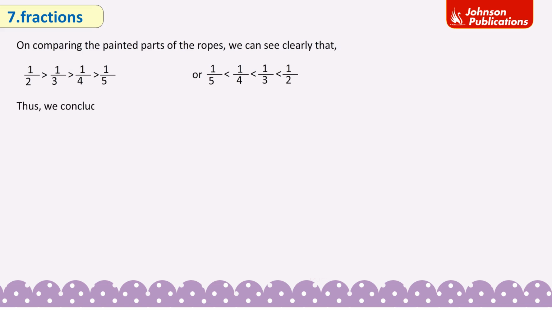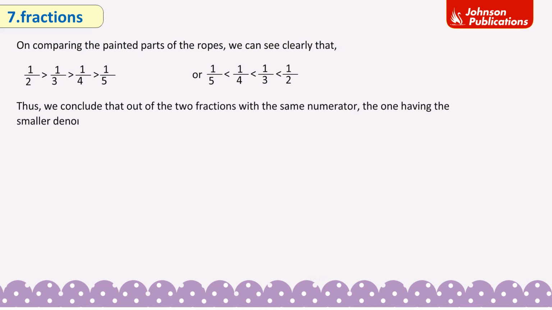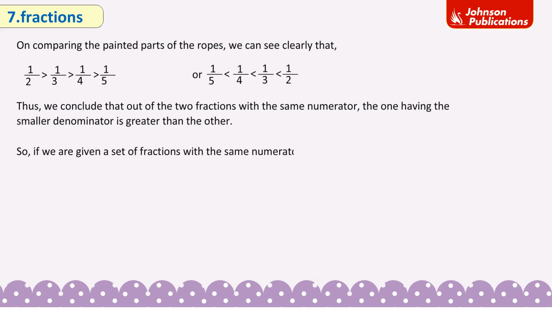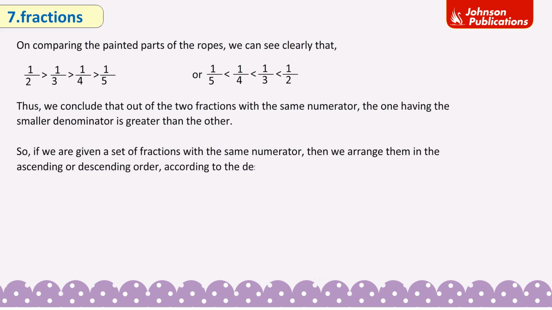Thus, we conclude that out of the two fractions with the same numerator, the one having the smaller denominator is greater than the other. So, if we are given a set of fractions with the same numerator, then we arrange them in the ascending or descending order according to the descending or ascending order of the denominators.